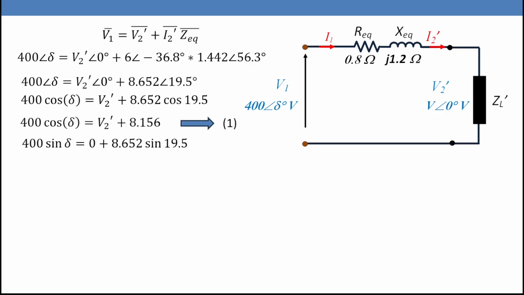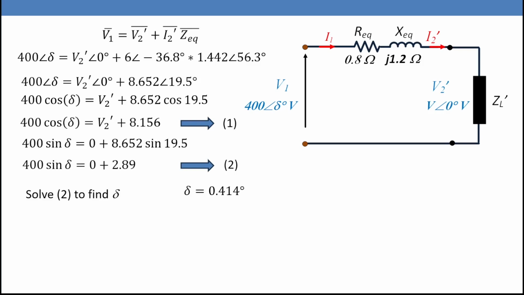Let's take the sine. 400 sine delta equals V2 dash sine 0, which is 0, plus 8.652 sine 19.5. So we are going to solve this equation. So 400 sine delta equals 0 plus 2.89. Call this one number 2. Solve number 2, we can find delta. Delta equals 0.414 degrees. Let us substitute in equation number 1 to find the magnitude of V2 dash.